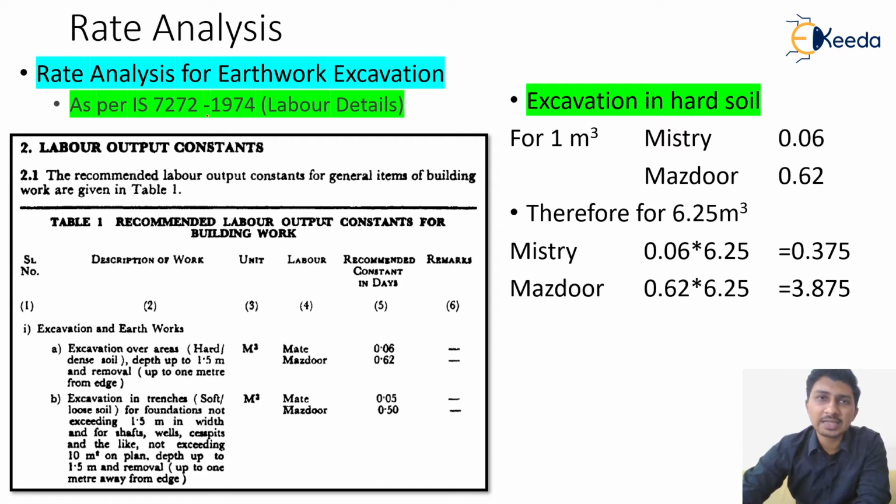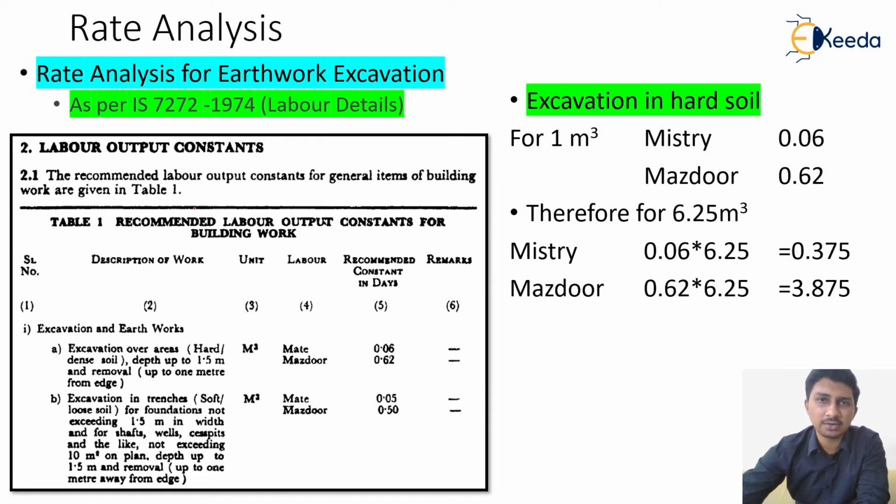Now as we are not going to have any material cost, we'll be working upon labor cost only. For that we have a provision in IS code 7272-9074, which is the IS code about the labor details and labor constants. I'm going to show you that IS code. This is what the labor output constants are going to tell you.